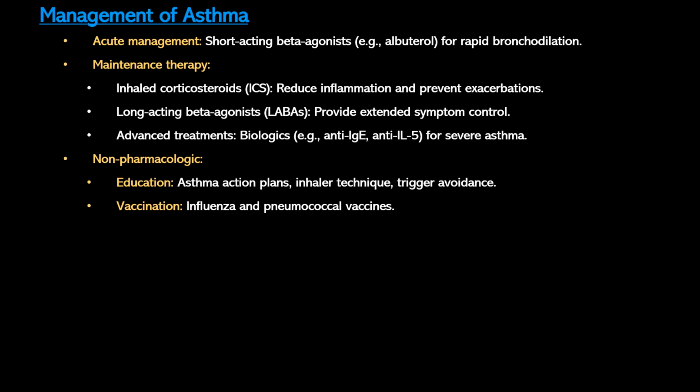Advanced therapies, such as biologics, which target specific inflammatory pathways, are used in patients with severe or poorly controlled asthma. Non-pharmacological strategies include patient education on inhaler techniques, personalized asthma action plans, and trigger avoidance. Vaccination against influenza and pneumococcus is critical to prevent infections that could potentially worsen asthma.